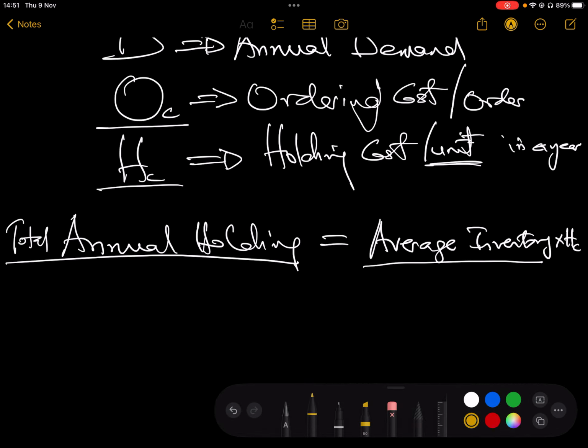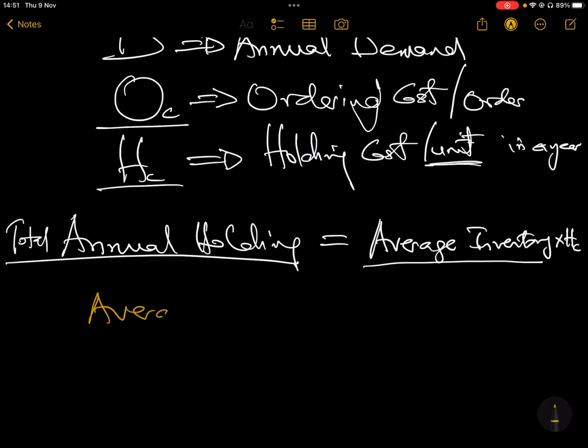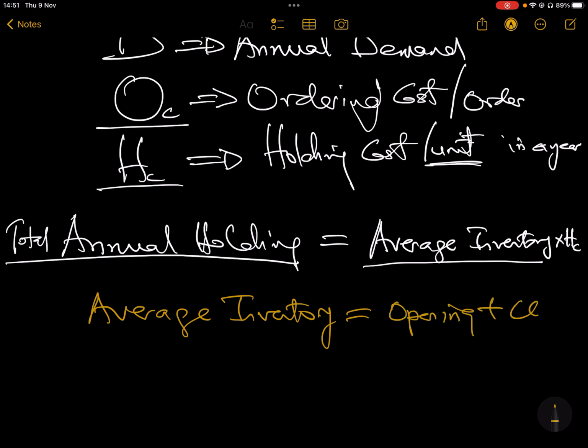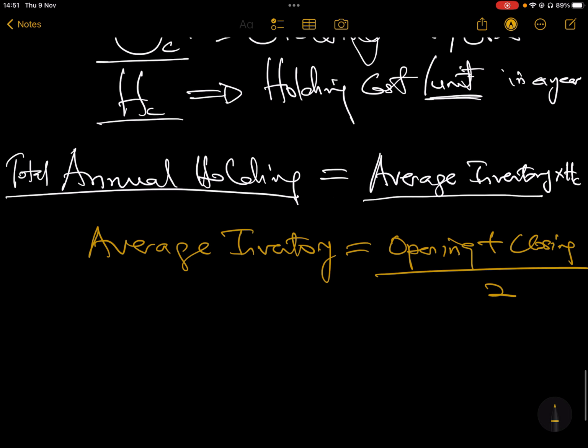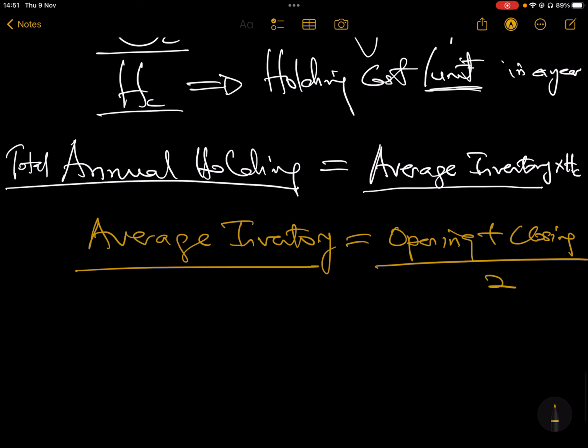And your average inventory is pretty simple. That is just equal to your opening balance plus closing inventory balance divided by 2. So that gives the average inventory. Once you have that, you multiply by the holding cost per unit and you have the total annual holding cost.